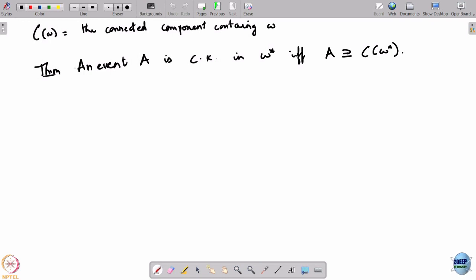We basically said that an event A is common knowledge in the state of the world omega star if and only if that event is a superset of the connected component of omega star. Okay, so every state of the world omega is part of some connected component. Let C of omega be that connected component, and an event A is common knowledge in omega star if and only if A is a superset of C of omega star, okay, the connected component containing omega star.